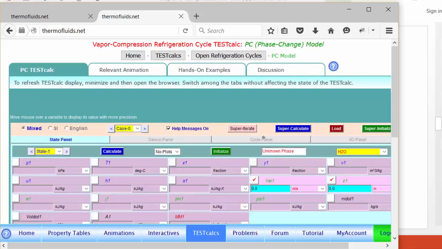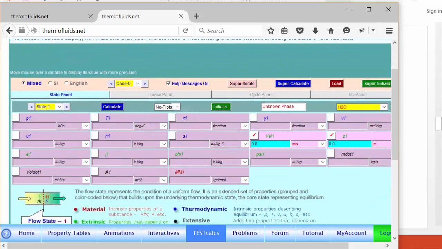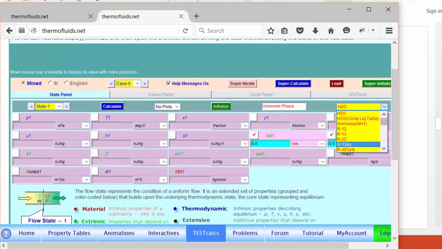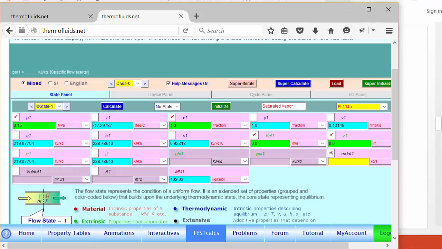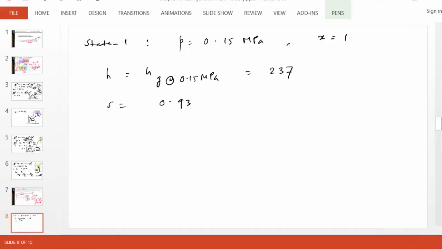Click run, and here comes the test calc. Select the fluid R134A. State 1, pressure is known, 0.15 MPa. x is known to be 1, and I believe the mass flow rate was given to us as 0.04. So let's see what enthalpy we found. 238.8, 239, not bad, 0.938. So we're a little bit off, but that's fine. But at least we didn't make any big mistake.